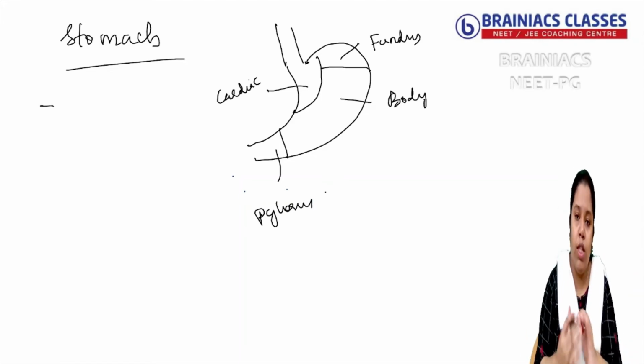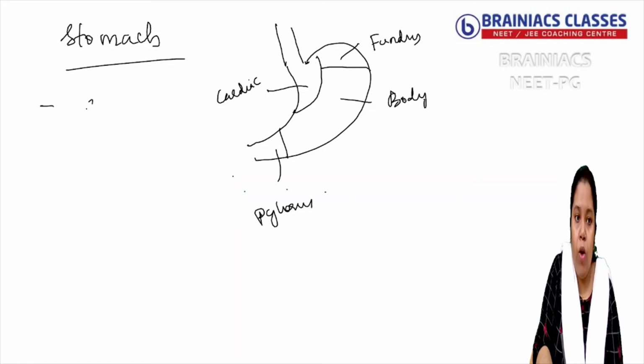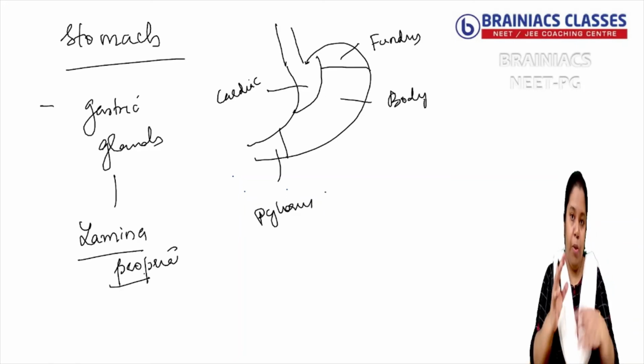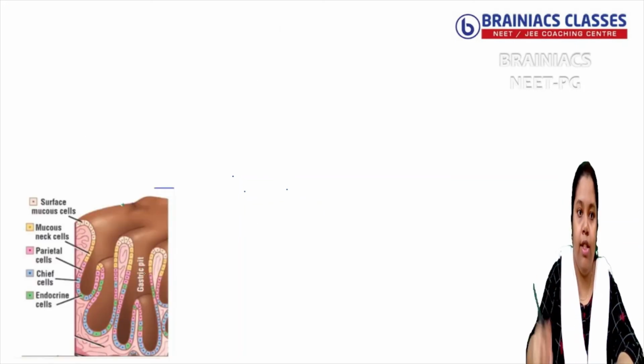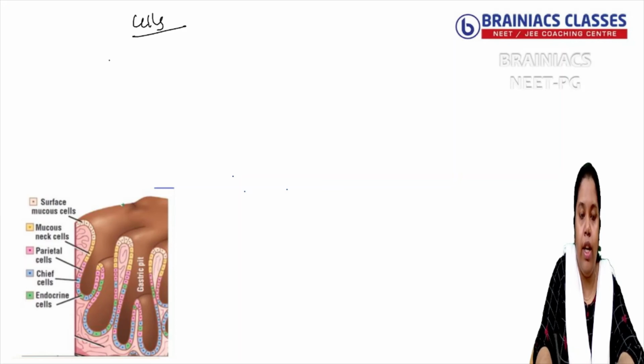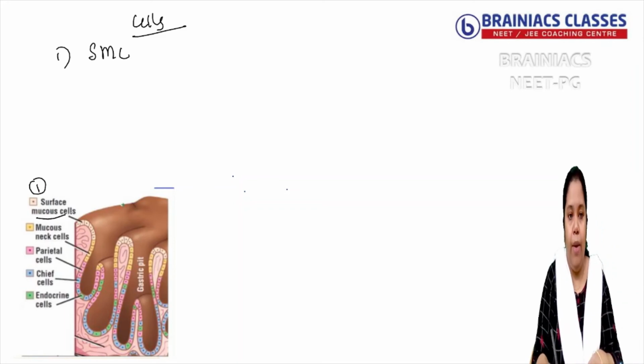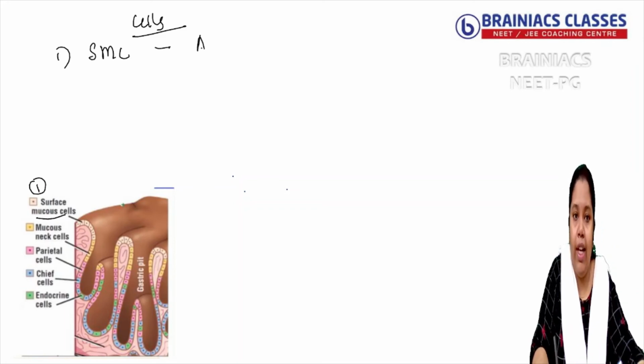What can you see in the glands of the stomach? The gastric glands are present at the level of the lamina propria, in the mucosal layer. Now we'll discuss the cells present in the gastric glands. The first cell is the surface mucus cell. What will they secrete? They will secrete alkaline mucus.